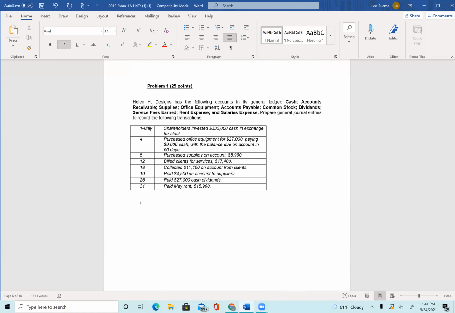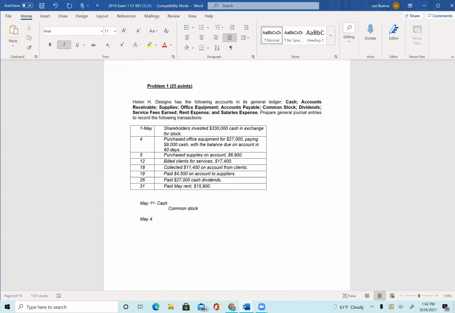So this first journal entry is going to be, you put May 1st. Since they invested cash, cash is going to be debited because that's what we're receiving. And then common stock is going to be credited, because the shareholders invested and gave us cash, and the common stock is coming out.